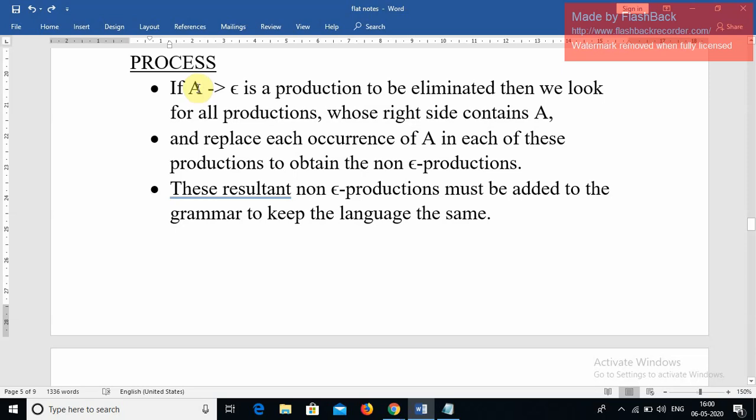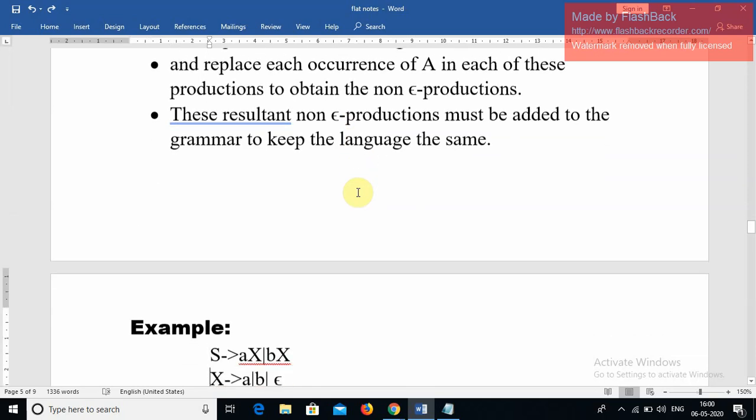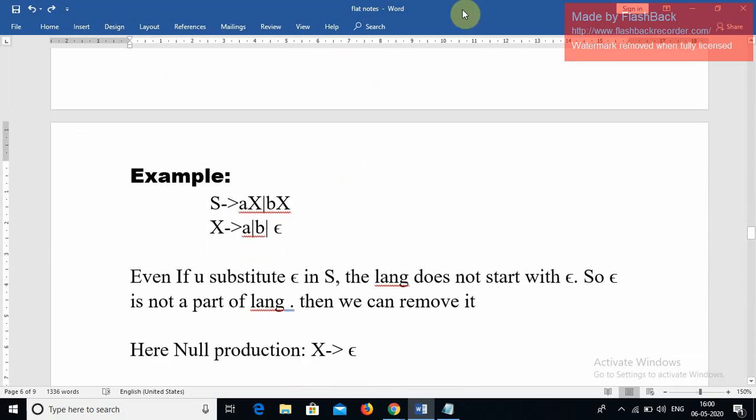If any production rule has the non-terminal A, which is on the left hand side of this null production, on its right hand side, then we have to check further. Wherever A exists, we have to remove it. Then the resultant grammar is nothing but the grammar without epsilon productions, the minimized grammar. So let's go with an example.